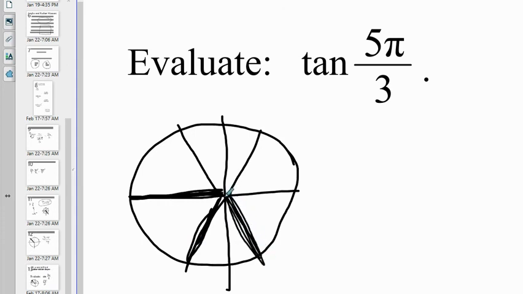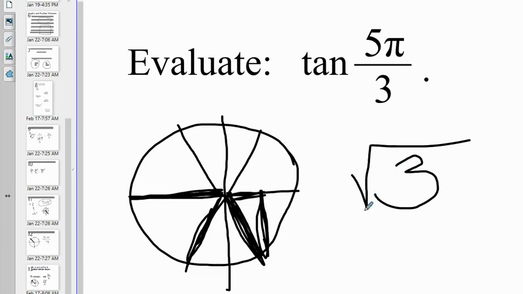So what's tangent of 300 degrees? Either you know it because you memorized it, or you're looking at it as sine over cosine. Sine is negative square root of 3 over 2. Cosine is 1/2. And so tangent is square root of 3 over 2 divided by 1/2, and square root of 3 is the answer.